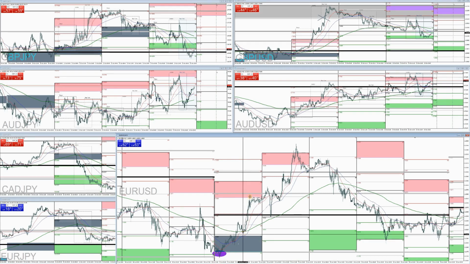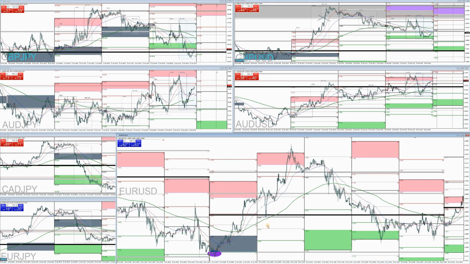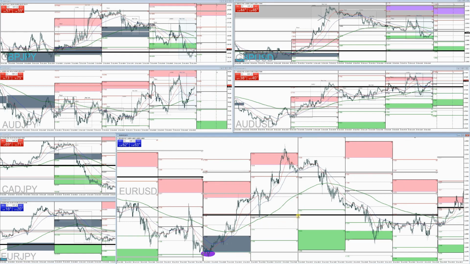Did not reach my first target. However, the very next day, reached the second target. So this is a plus 128 pips. Okay.